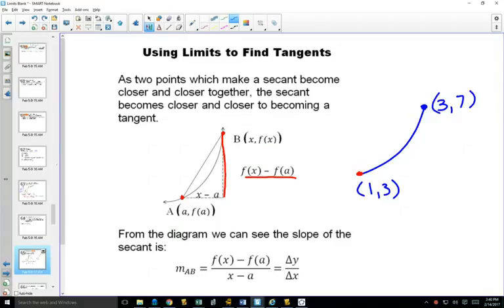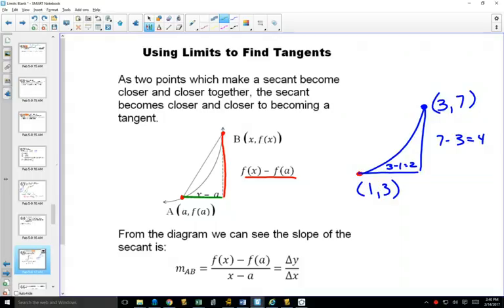Well, if I was making this distance here, it would be 7 minus 3, which would be 4. And this distance here would be 3 minus 1, which would be 2. And the slope of that line would be 4 over 2, which would equal 2. And so the horizontal distance here is just our x-coordinate here minus our x-coordinate there.